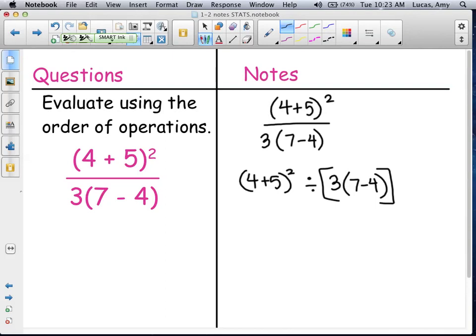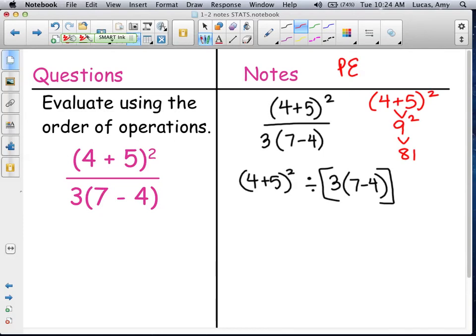So, solve the numerator first. If I work with the numerator, I've got parentheses up there. So 4 plus 5 to the second power. I have to work parentheses first. So in the parentheses, I add these together and I get 9. Then I do my exponent, 9 to the second power. 9 times 9 is 81. So my numerator simplifies to 81.